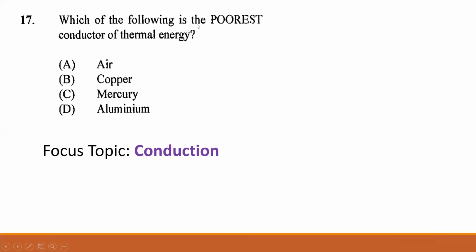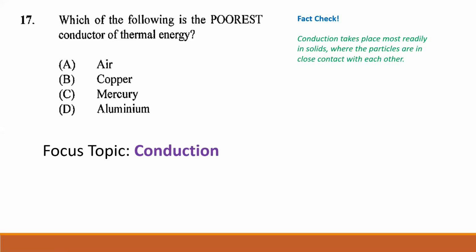Which of the following is the poorest conductor of thermal energy? We know that copper, mercury, and aluminum are metals. Metals are generally good conductors. So you can just use that to find your answer. And so your answer is A here.